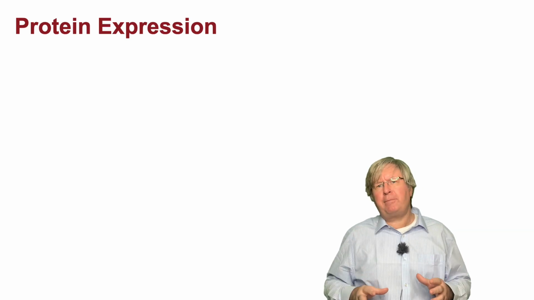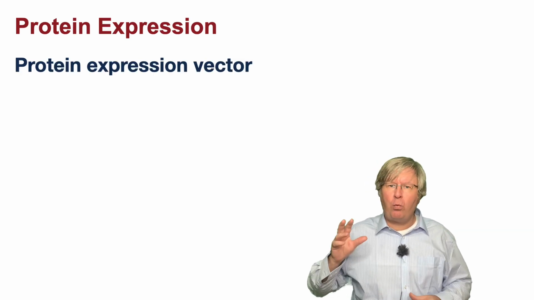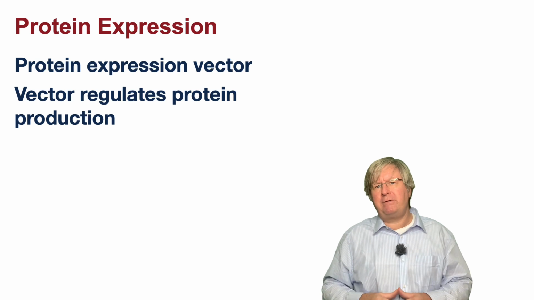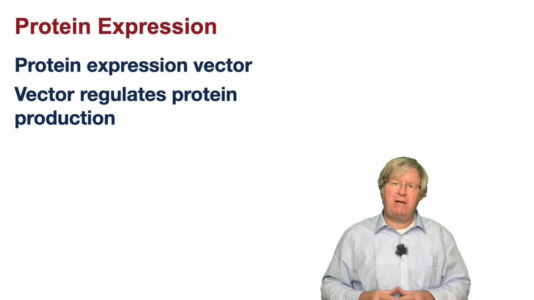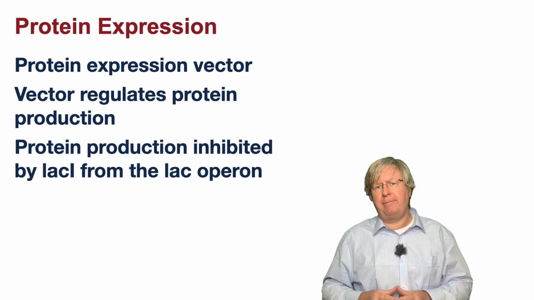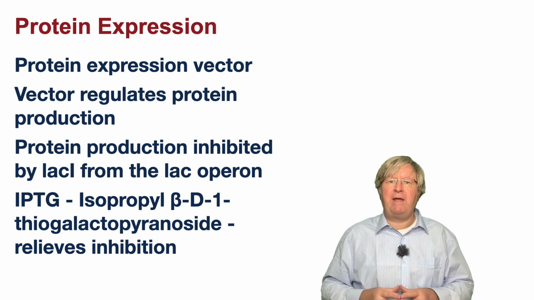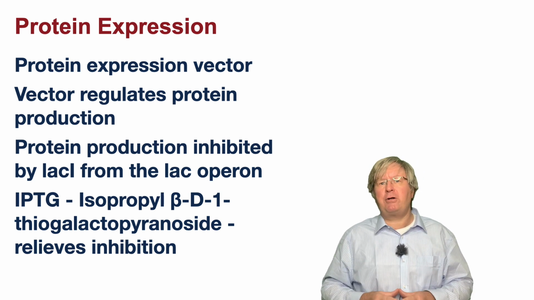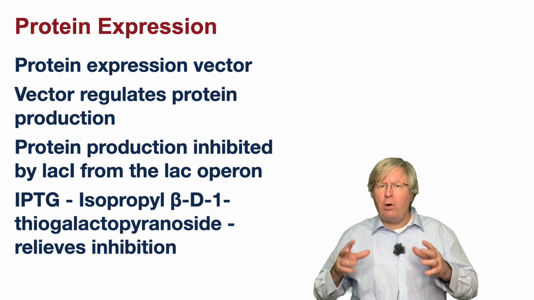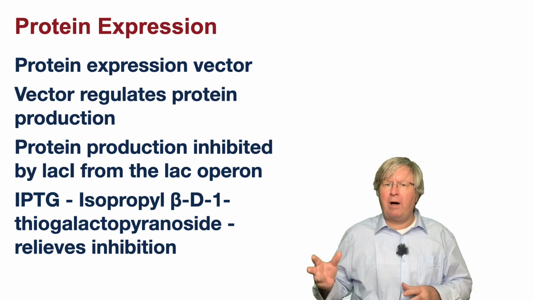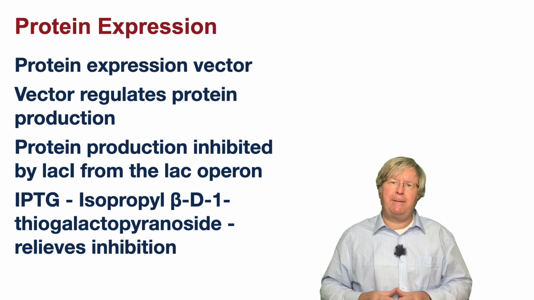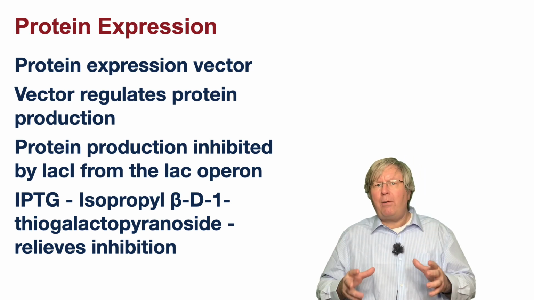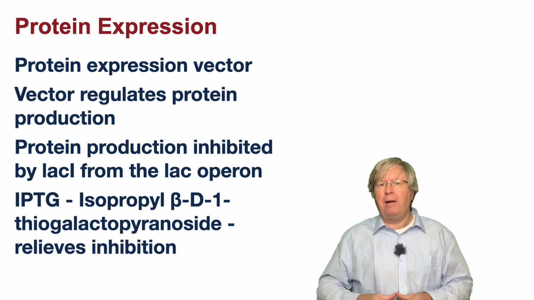To control protein expression, we can use an expression vector with a component that regulates protein production. The regulatory element that is often used in bacteria is based around the lac operon mechanism and uses a chemical called IPTG to relieve the inhibition placed on the protein production by the vector. So, once you have grown the bacteria to the required number, you can then add IPTG to turn on the production of the protein.